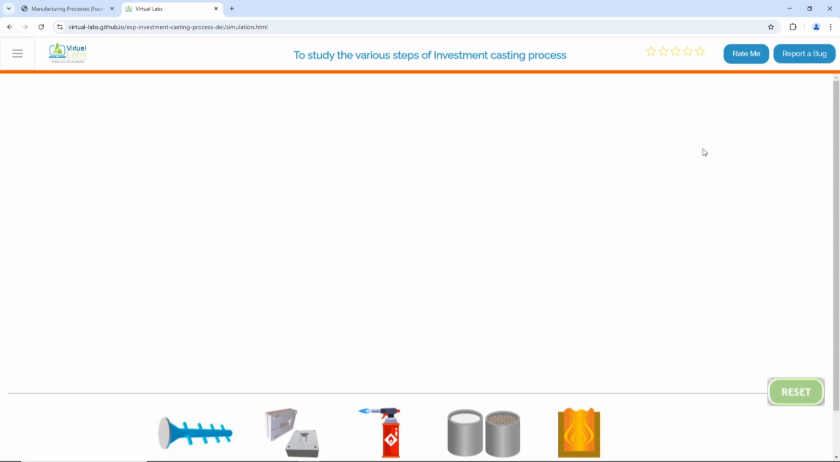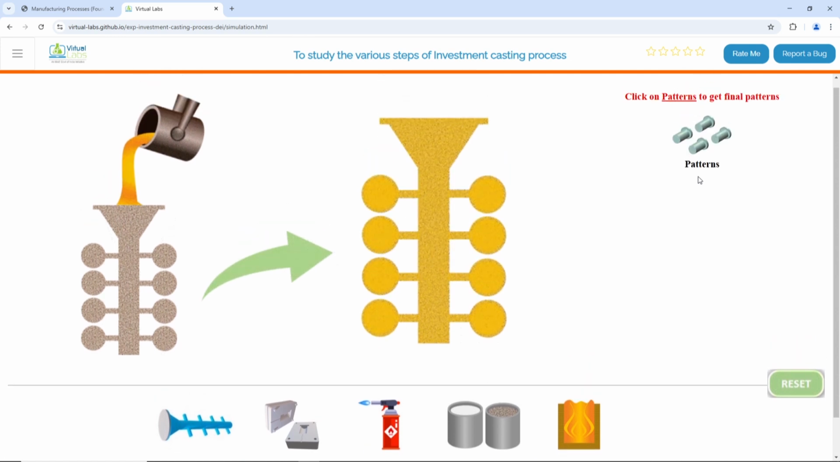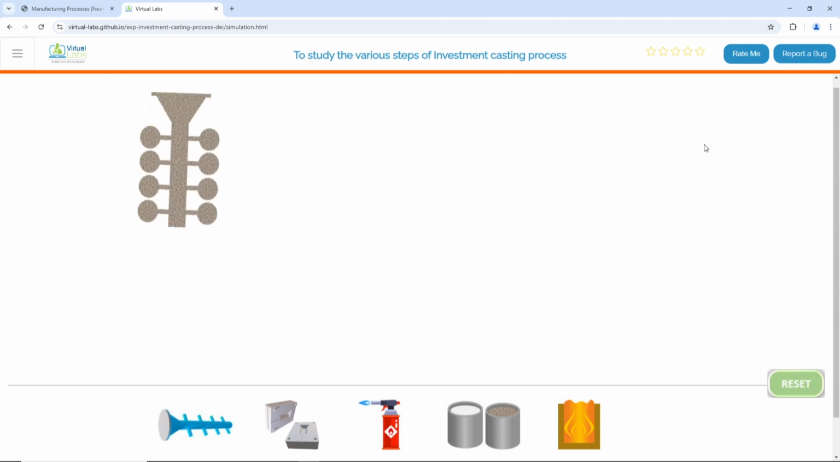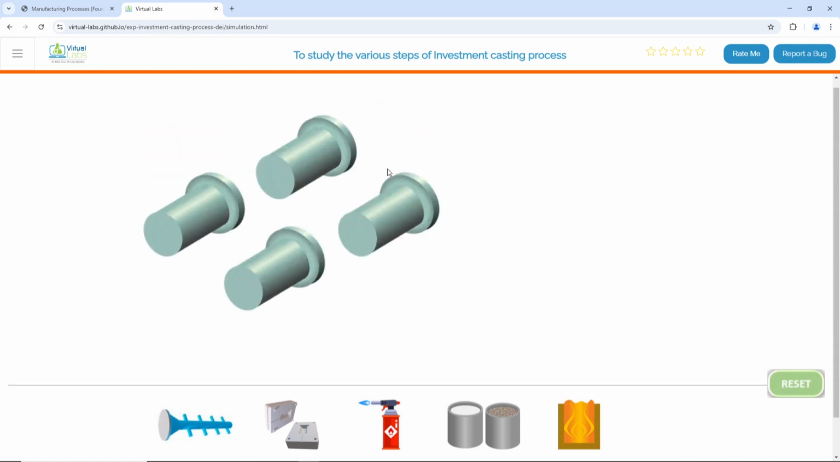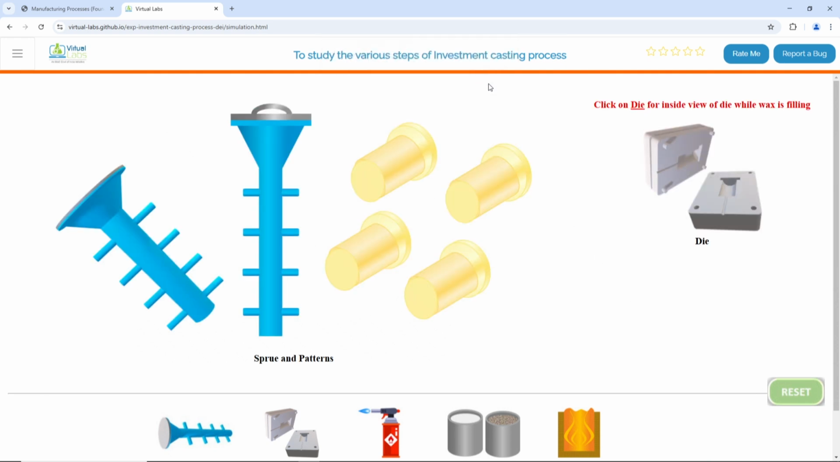Click on the ladle now to pour metal into it. The molten metal is being poured, it is being filled here. We get the final patterns here. We shake the shell to take the patterns out, and these patterns are ready now. Now we can reset and redo it, restart the simulation to understand everything. You can do it multiple times.